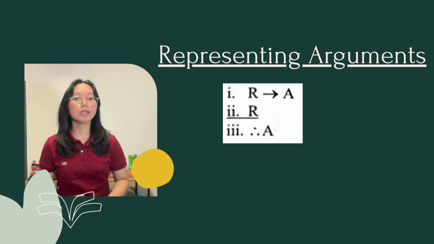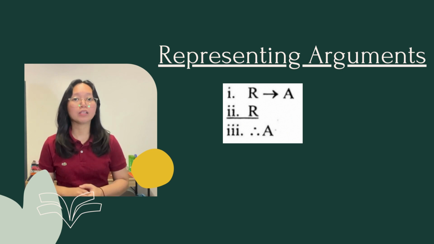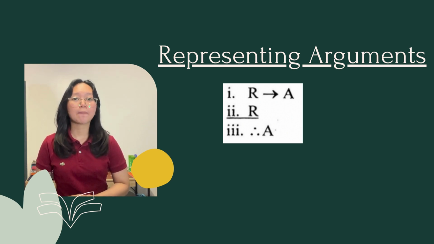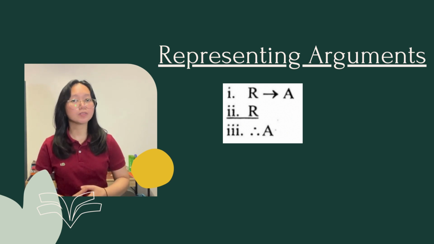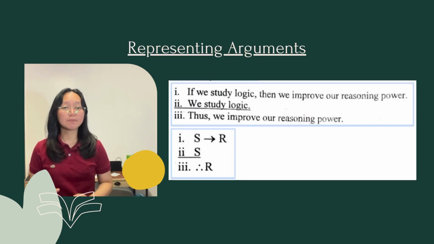Now, for part 2, it is represented by R because it is one of the simple statements from the compound at part 1. And for part 3, it is represented by 3 dots, meaning it is a conclusion, and the capital letter A because it is one of the simple statements from the compound statement from part 1. From the given statements, we are able to arrive at the vertical representation.